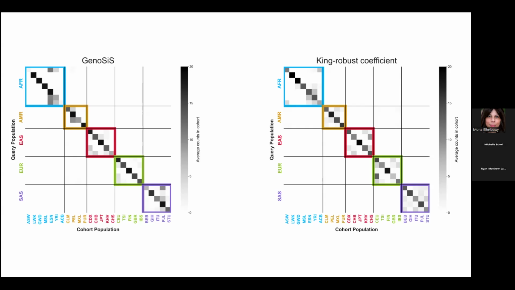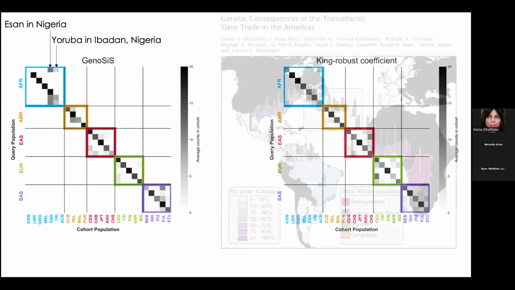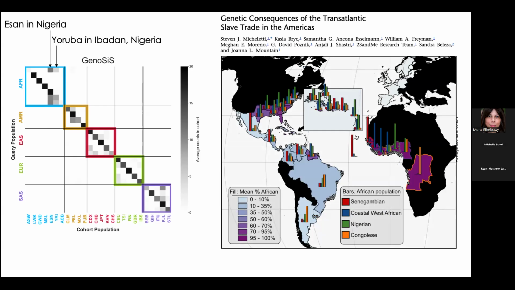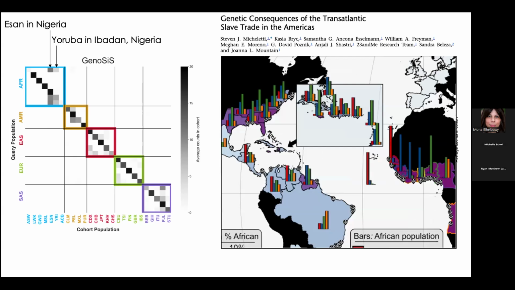Pretty similar. One interesting thing here is we're actually recovering known genetics. So you see the very top line is African Americans. And the two top subpopulations that we find are both from Nigeria, which is supported in our understanding of the genetic effects of the transatlantic slave trade. And particularly if you zoom in here, most of the slave trade that ended up in the United States started in Nigeria. So the genetics of African Americans are heavily slanted towards being similar to those from Nigeria.